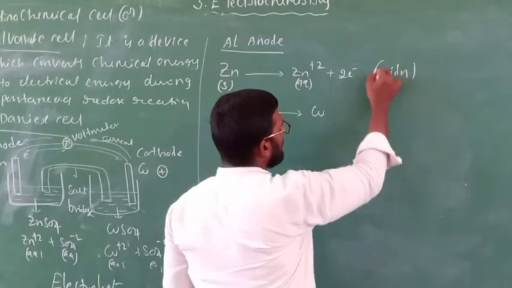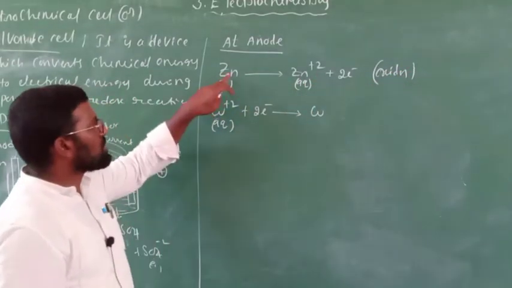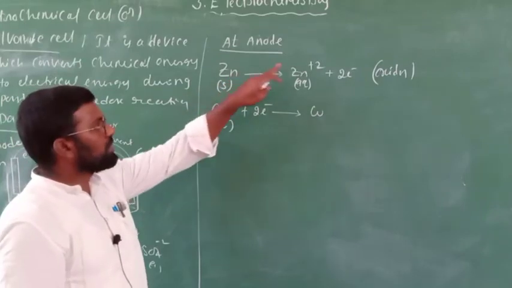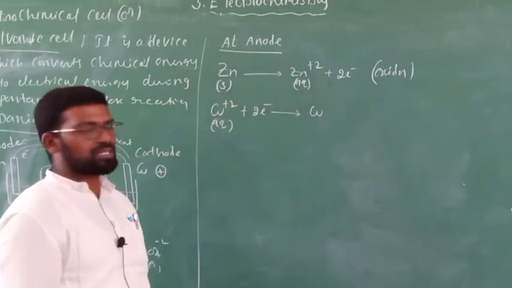This is an oxidation reaction because loss of electron is taking place. Here the oxidation number of zinc is 0. Here the oxidation number of zinc is plus 2. There is an increase in the oxidation state.